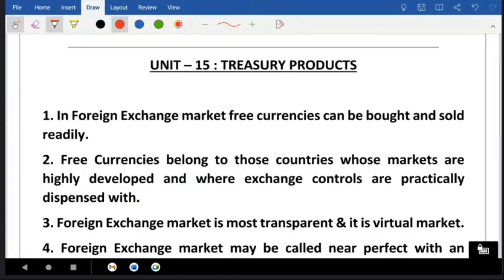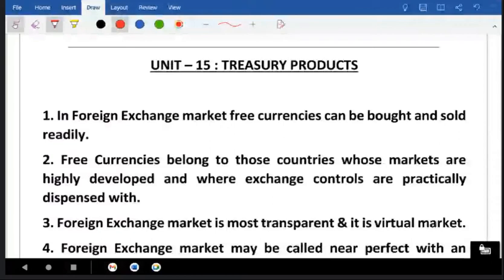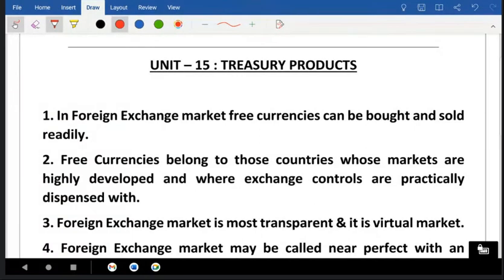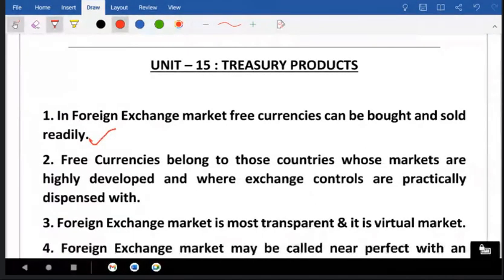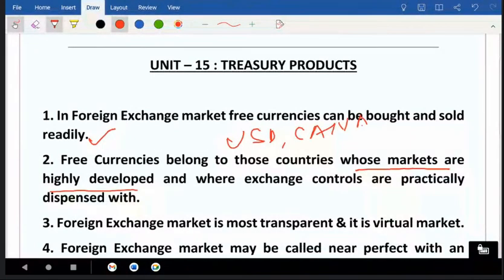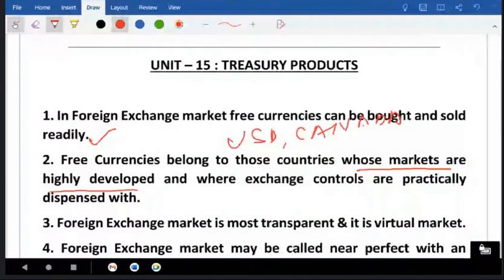Now we'll start with the next unit, that is called treasury products. So in the foreign exchange market, free currencies can be bought or sold readily. Free currencies are of those countries whose markets are highly developed, like USA, Canada, Australia, Great Britain, and the Japanese yen. So these currencies are freely bought and sold in the foreign exchange.